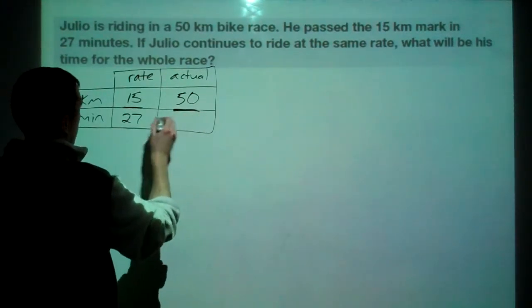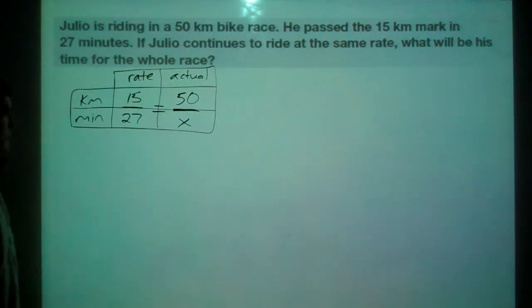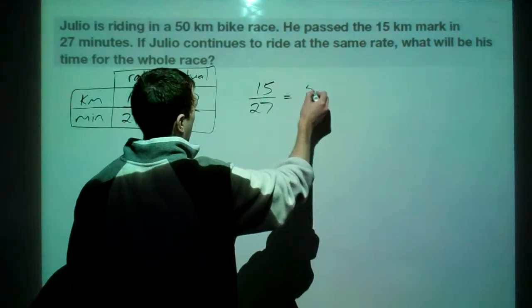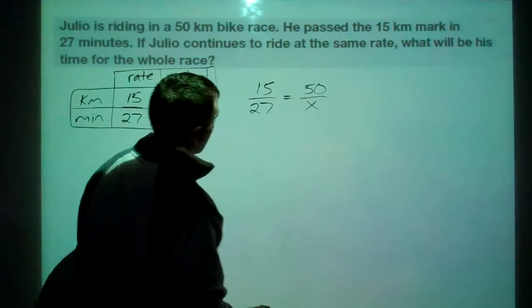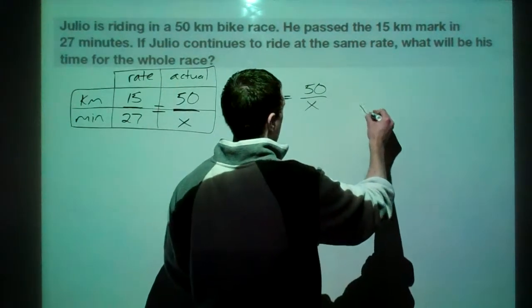So now we've got 15 over 27 equals 50 over x. So we could cross multiply and divide. If we wanted to, 50 times 27 divided by 15 should give us our time. I'm going to double check this on my calculator, make sure we're on the right track here. 50 times 27 divided by 15. Okay, so it says that x would be 90 minutes.